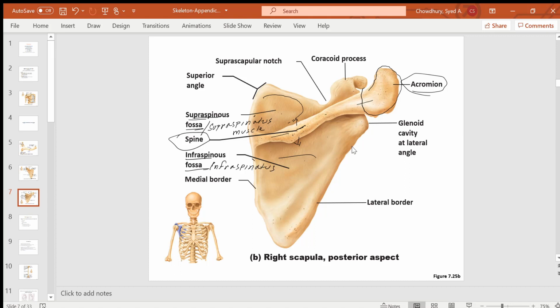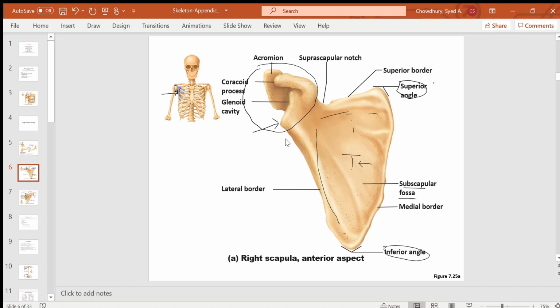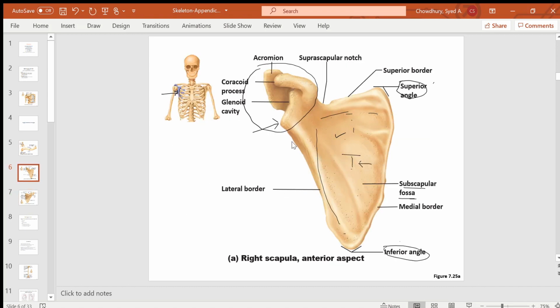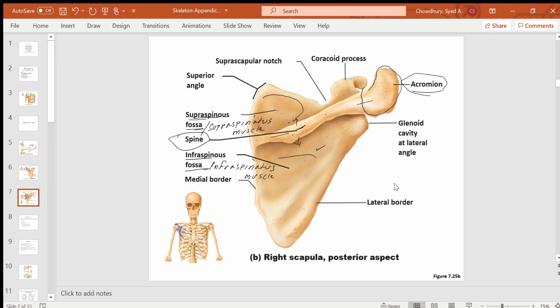Okay, infraspinatus muscle. Anyway, so this is the front and this is the back. In the front you have only one large fossa that is called the subscapular fossa. In the back you have two, supraspinous and infraspinous fossa, and this structure is called a coracoid process.